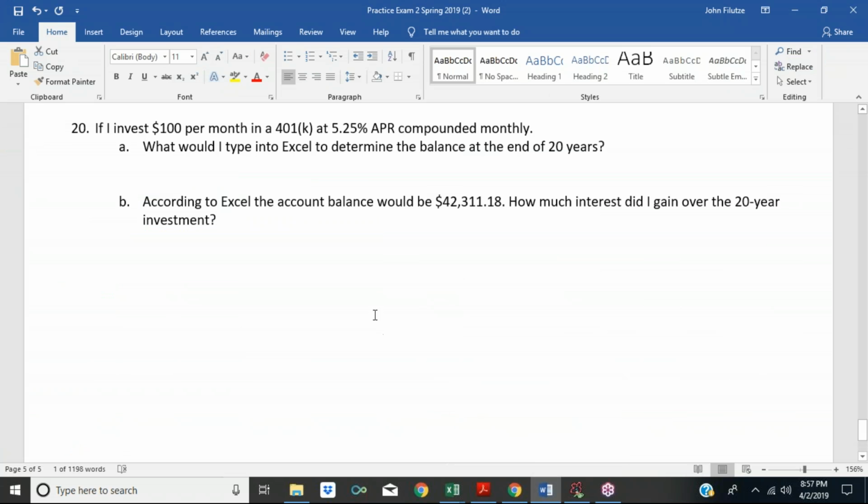All right. And the last question, if I invest $100 per month in a 401k at 5.25% compounded monthly, what would I type into Excel? So now we did the PMT to find the mortgage payment. We did the PV to find the mortgage amount he could borrow. And we do FV to find the future value for a 401k. So equals FV. And then what?